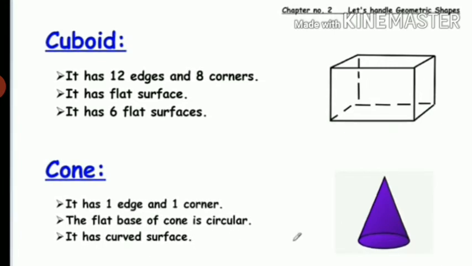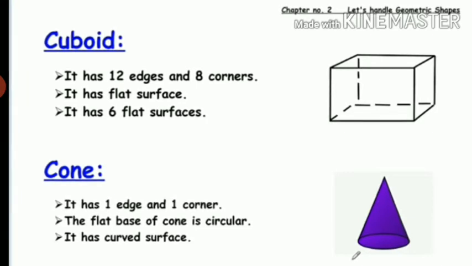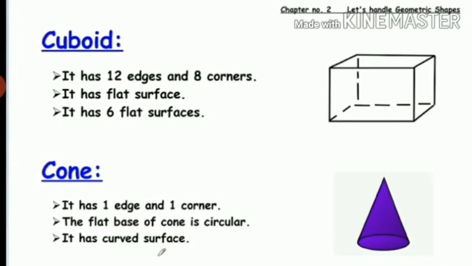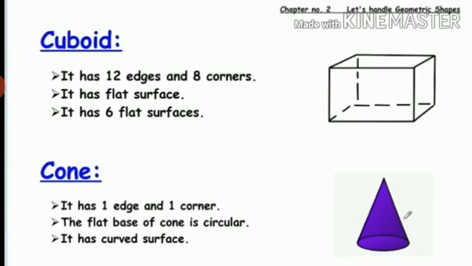So the flat base of a cone is circular. You can see the flat base of the cone is circular. It has a curved surface. Now you can see the surface of the cone. It is a curved surface.